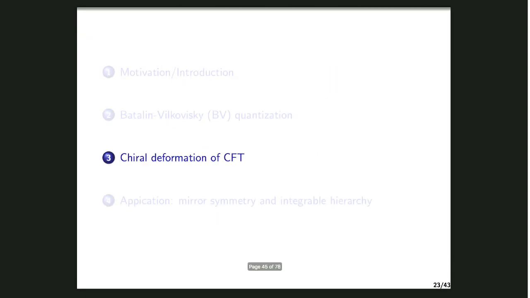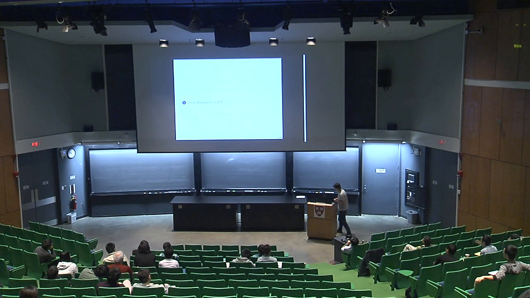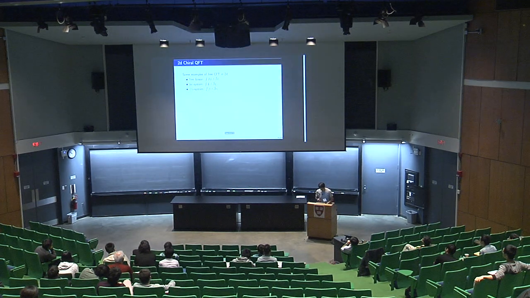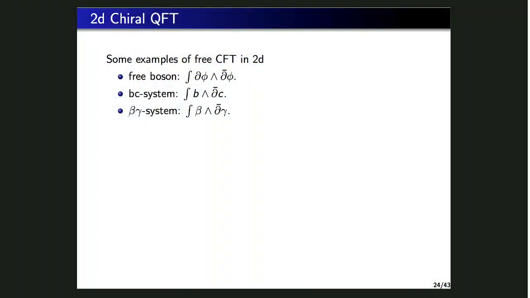Now we're going to apply this one to study a so-called chiral deformation of conformal field theory. And I mentioned in the beginning that this arises from understanding the integrable hierarchies for any Calabi-Yau geometry. So here are some examples of this two-dimensional theory. Some famous examples of so-called free CFT, like a free boson, a so-called bc system, and a beta-gamma system. This is a fermion, this is a boson.